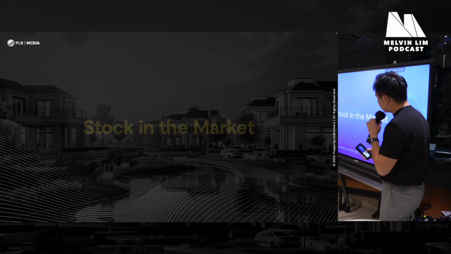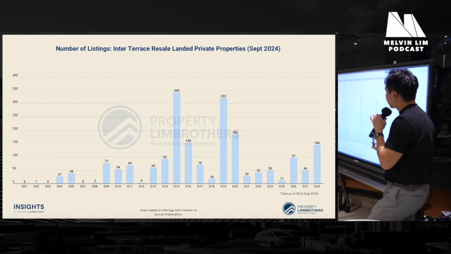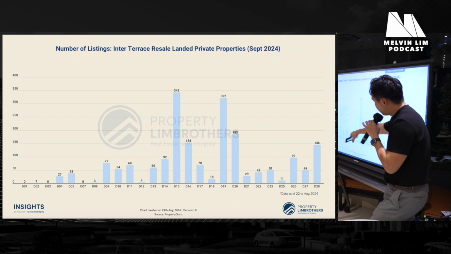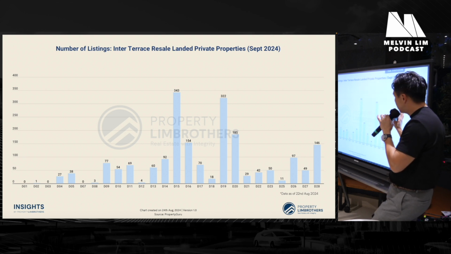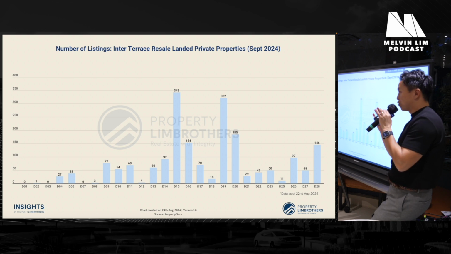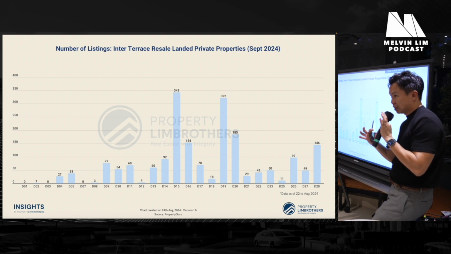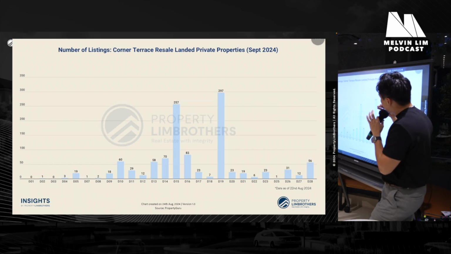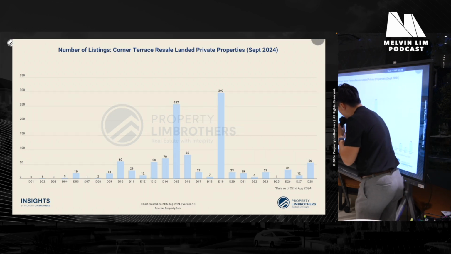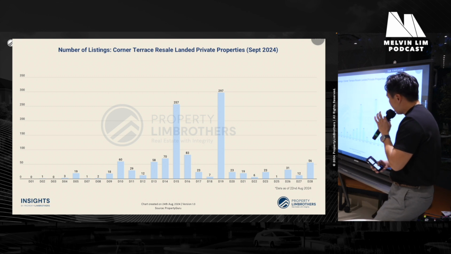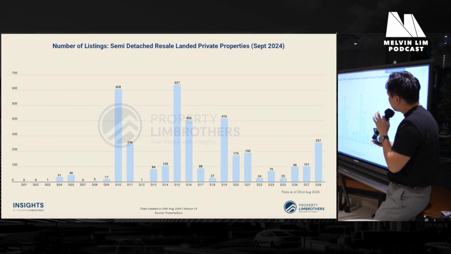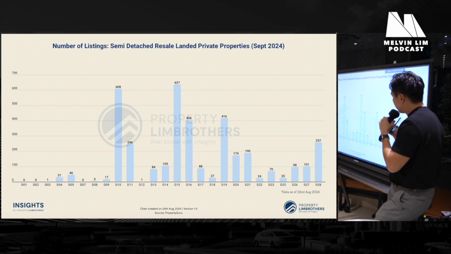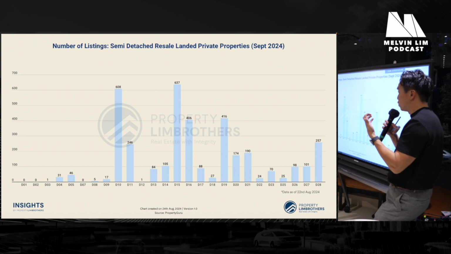So let's have a look at some of the existing stock in the market. Now, these are the number of listings as of September. You will notice that in District 10, there are only 54 listings for inter-terrace for sale. Part of the reason is because there's very little inter-terraces here, because there are more semi-Ds in District 10. When we look at District 10, corner terraces is about 60 listings right now. And if you look at semi-Ds for sale right now, there's about 608 listings for sale, which is the second highest in Singapore, the amount of listings.